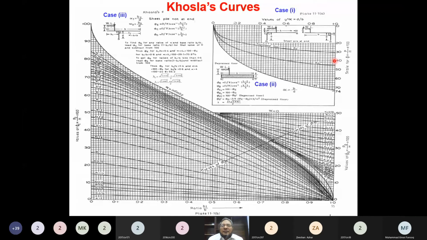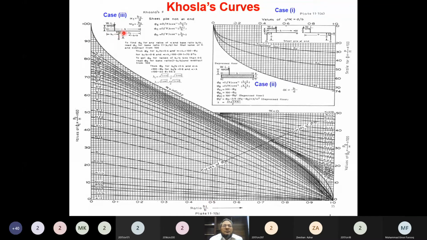And if you are interested in determining the uplift pressure here in case 2, when the thickness of the concrete floor is significant, this is the line. Then you compute the D over B ratio, and if it is, let's say, 0.6, this is the value of the uplift pressure, maybe 28% of H. And now if this is case 3, the case of an intermediate sheet pile, then you have to use these lower curves, for which you require the ratio B1 over B.